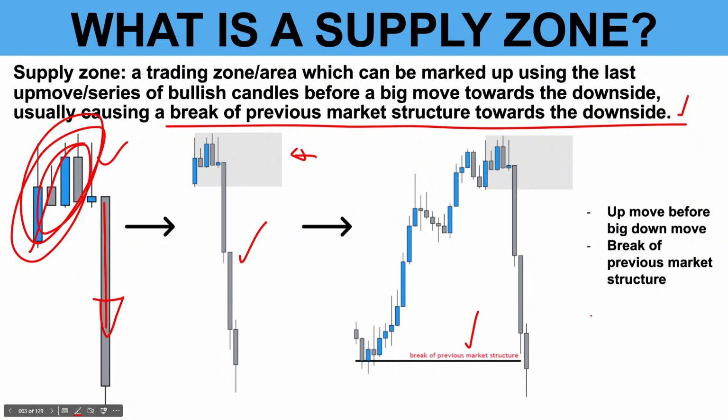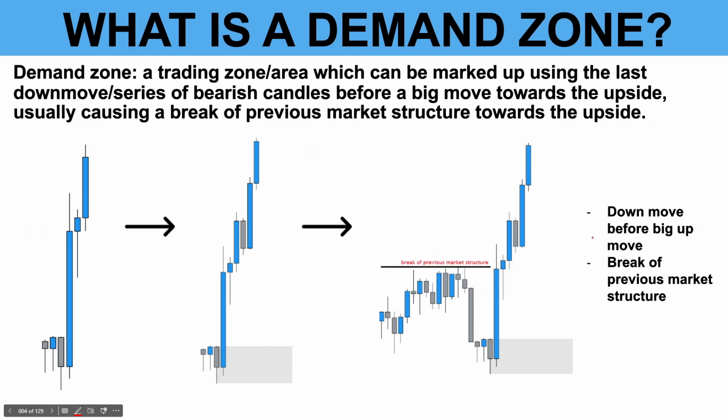So right now, for our supply zones, the things we look out for are here on the right: an up move before a big down move, and a break of previous market structure. And in this case, because we're looking at supply zones or sell order blocks or sell zones, the break of structure would be towards the downside. And that is everything you basically need to know on how to mark up a supply zone and what it is.